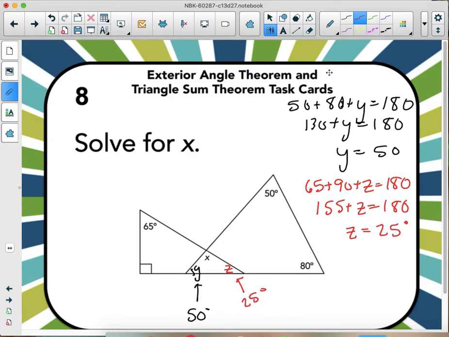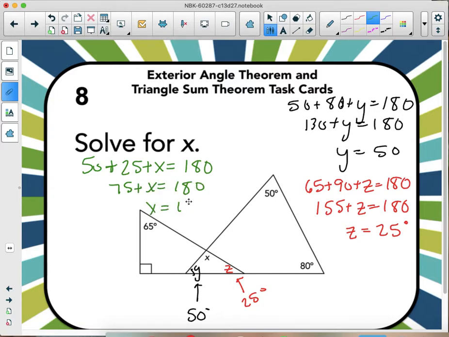Our goal here is to end up with x. So again, I now have a little baby triangle here that I know two of its angles, so I should be able to find the third. Again, because inside of a triangle, all three angles have to add up to 180. So I would do 50 plus 25 plus x equals 180. Again, it's only equal to 180 because I have three angles inside of a triangle that we're saying has to equal that 180. If I add those together, we get 75 plus x equals 180. When I subtract, we get x equals 105 degrees.